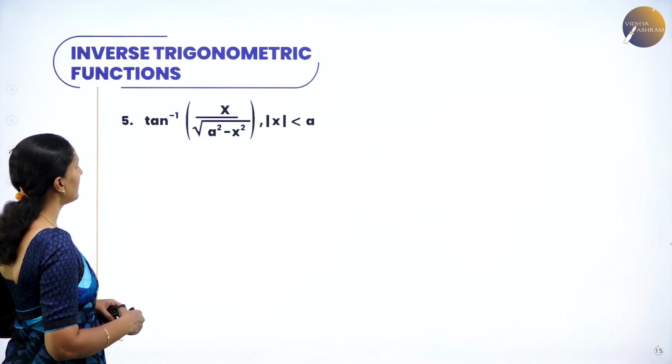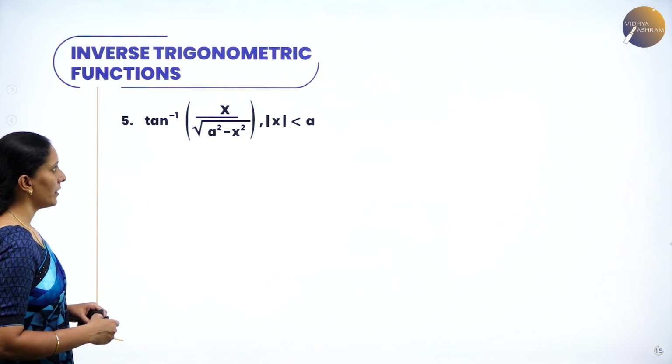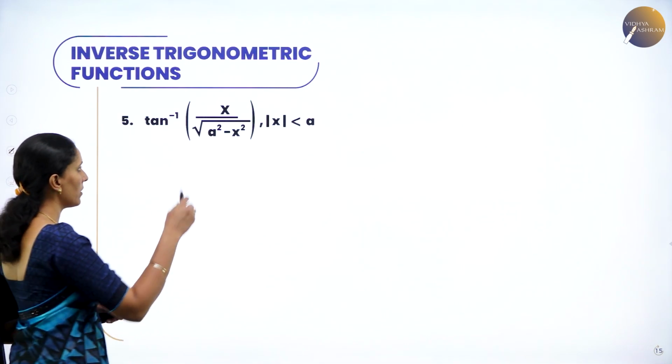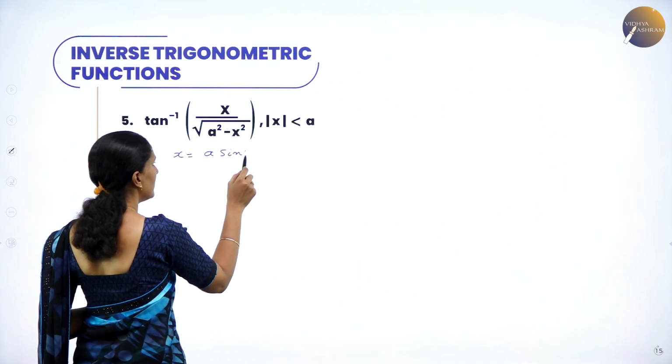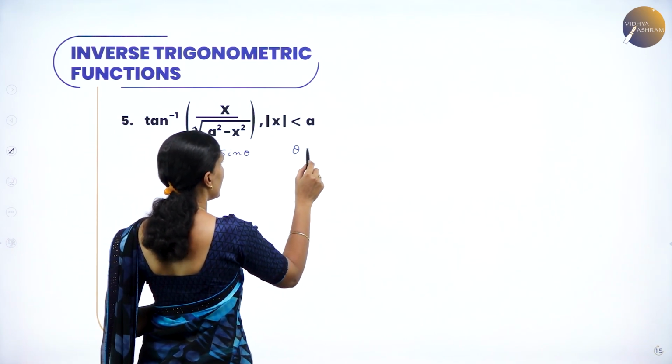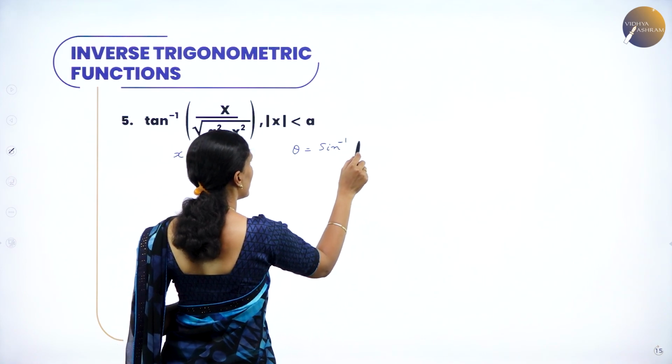Next one, we have tan inverse of x divided by root of a square minus x square. So let's put x is equal to a sin theta here. Then theta is sin inverse x by a.